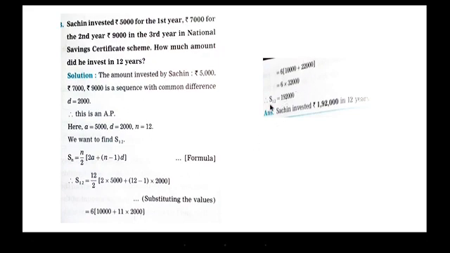So on solving we get S12 is 1,92,000. Okay, so Sachin invested rupees 1,92,000 in 12 years.